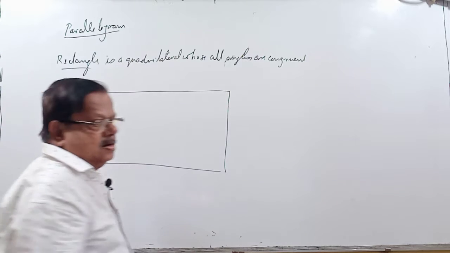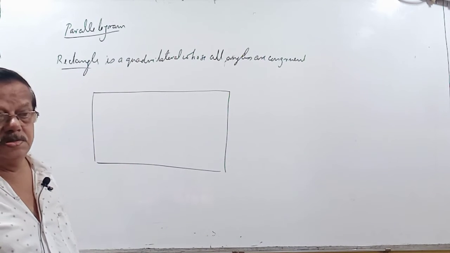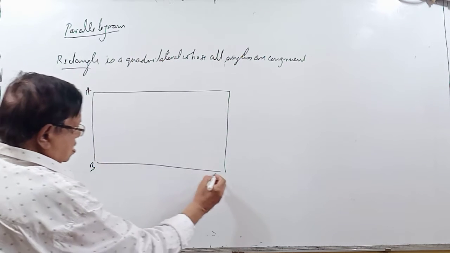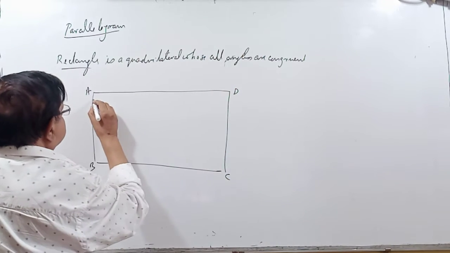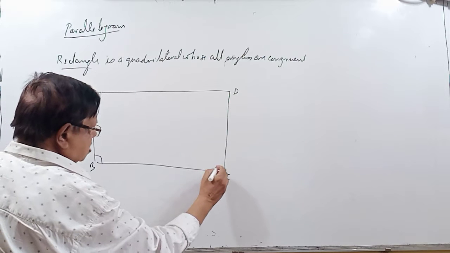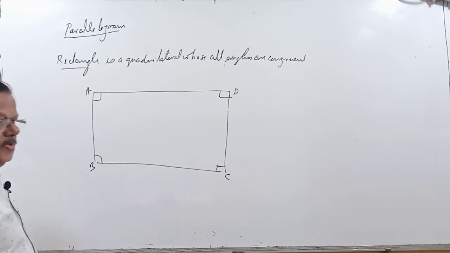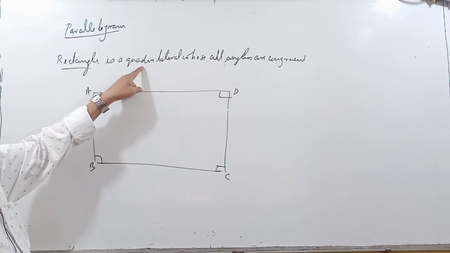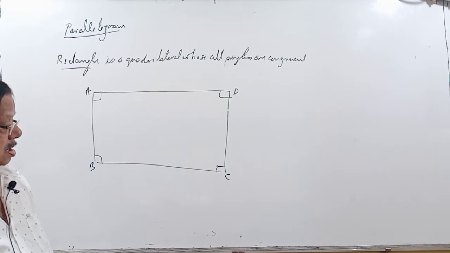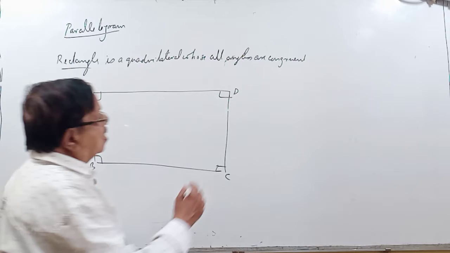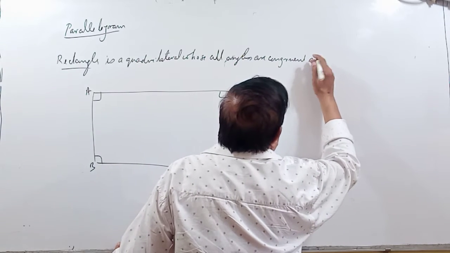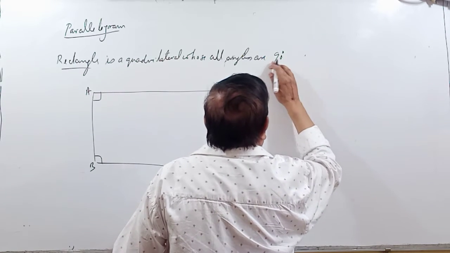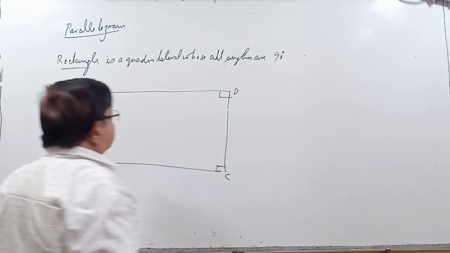You study about the rectangle. If all angles are congruent, it is a quadrilateral. Suppose this is ABCD. This is congruent to this, congruent to this. Each one is 90 degrees. So a rectangle is a quadrilateral whose all angles are 90 degrees. All angles are congruent, and because all angles are 90 degrees, they automatically become congruent.